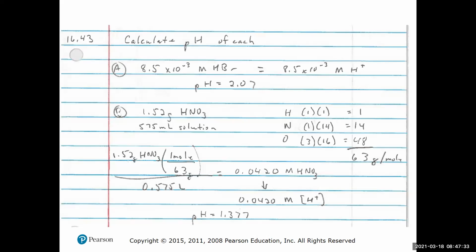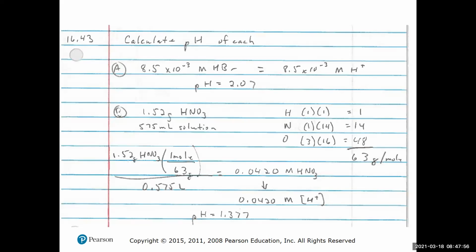So the first one I'd like to look at is 16.43. And in that, you're asked to calculate the pH of several strong acid solutions. So we've been talking about weak acids and weak bases. Now this problem involves strong acids.